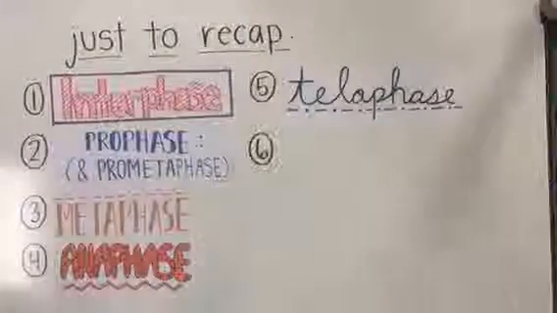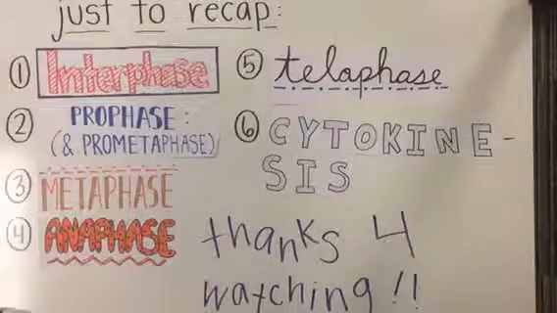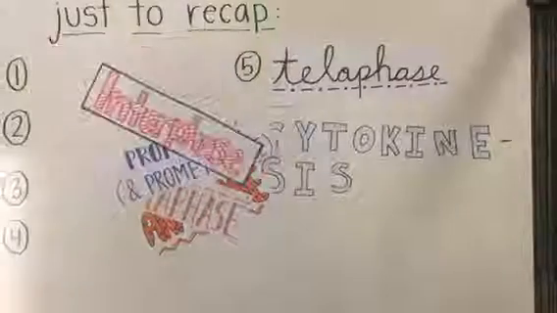Let's recap all the steps. Interphase, prophase, metaphase, anaphase, telophase, and cytokinesis. Now remember, cell production occurs by the millions every minute and helps us grow and heal.